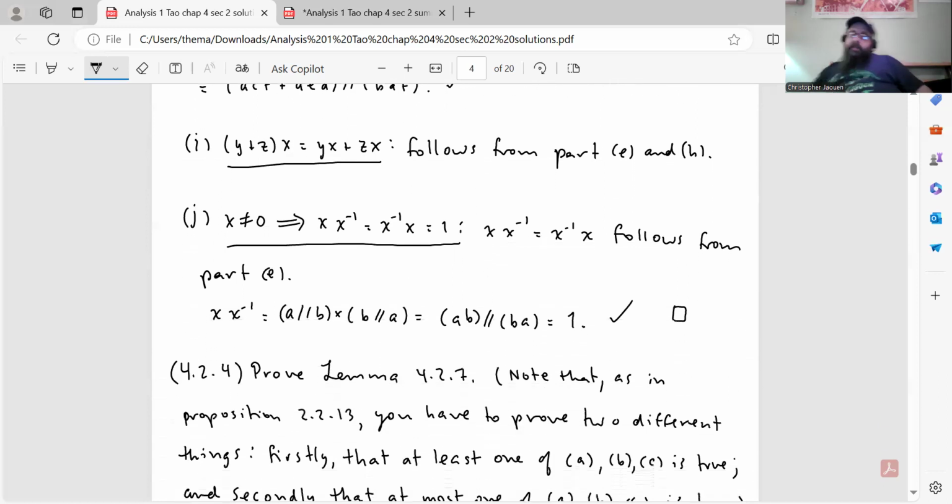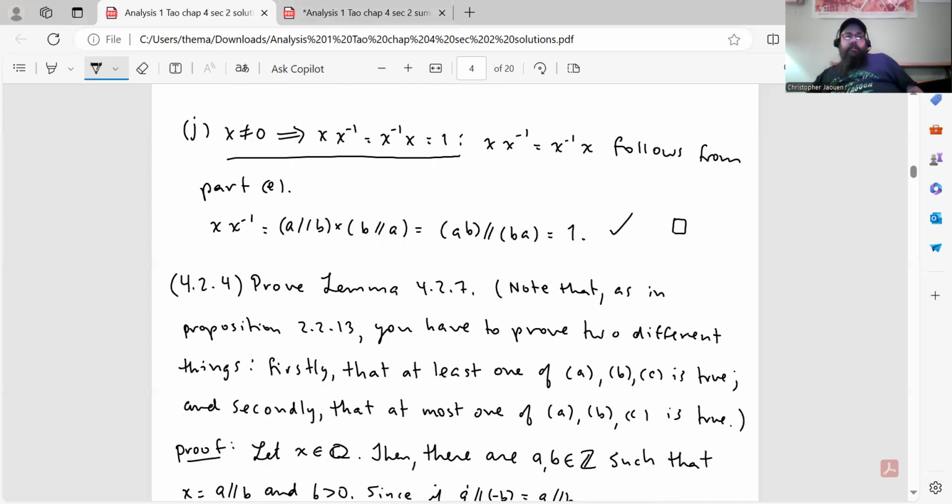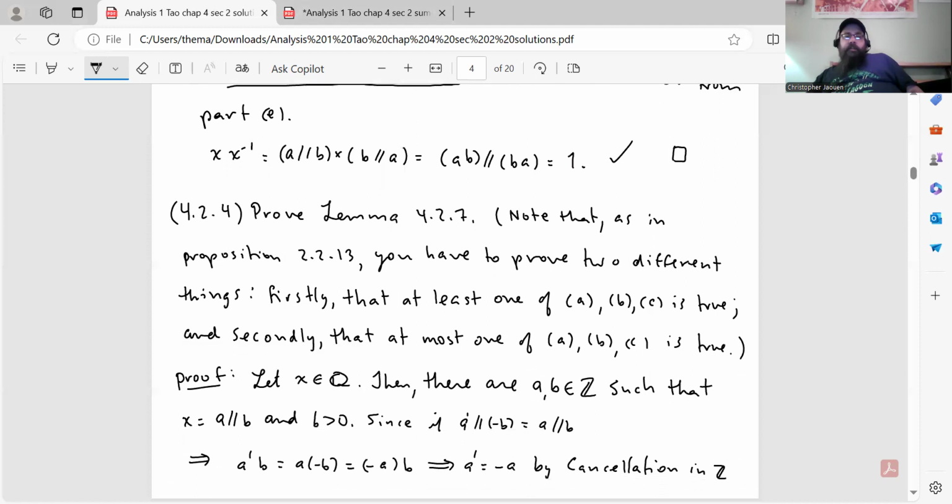Right, and then lastly, the 10th rule here, part J, the existence of multiplicative inverses, provided that x is not the rational number 0. So again, we don't have to worry about the commutative part because we already know that multiplication commutes. So I just look at x times its reciprocal and show that that's equal to 1. And again, it follows directly from the definition. So that shows that all of those 10 properties are satisfied by the rational numbers.